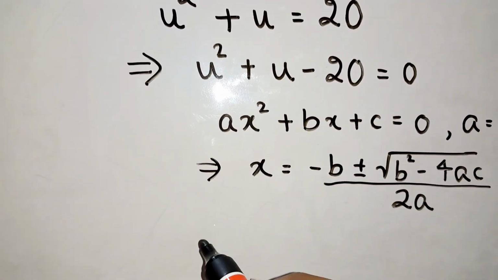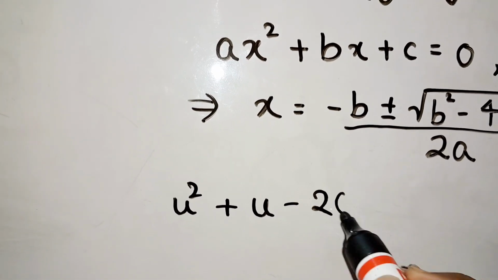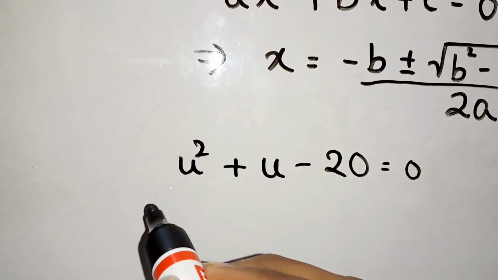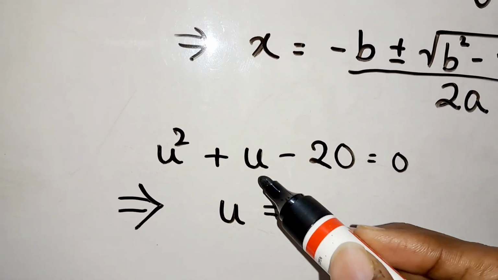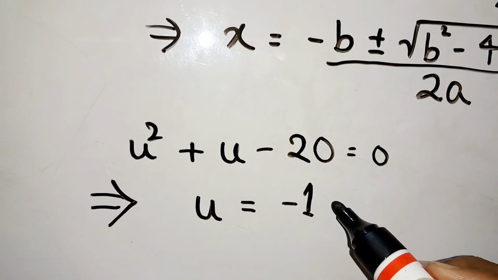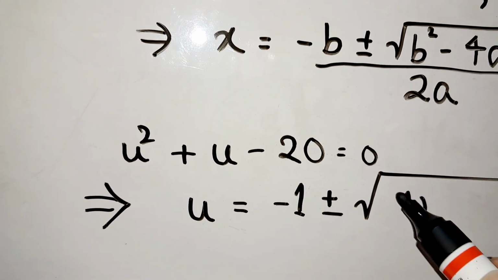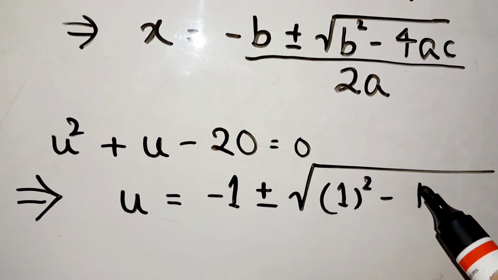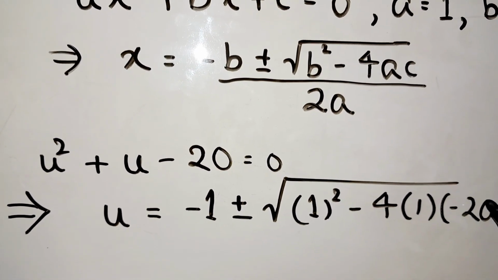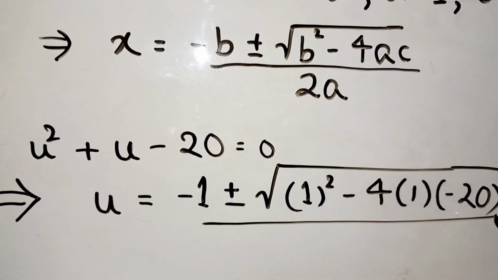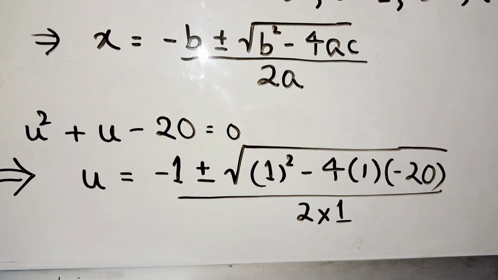So for our equation, that is u square plus u minus 20 equals 0, by applying the quadratic formula, what will we get? u is equal to minus b. What is our b here? 1. So minus 1 plus or minus square root of b square, which is 1 square, minus 4 into a, which is also 1, into c. What is our c? c is minus 20, whole divided by 2 into a. a is also 1. So this is our required solution.